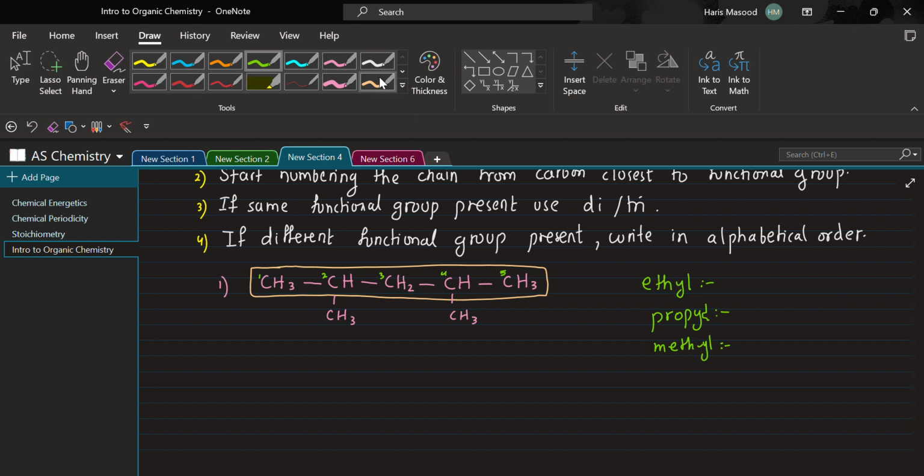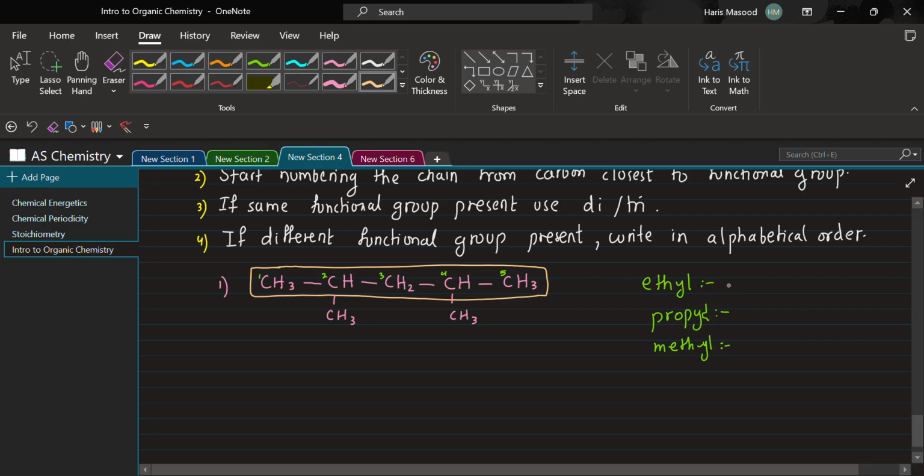Alkyl group, yeah, we can call it like that. So methyl has CH3. This was C2H5, and this is C3H7. These are just alkanes, but they have one hydrogen removed, so they belong to the alkyl group.